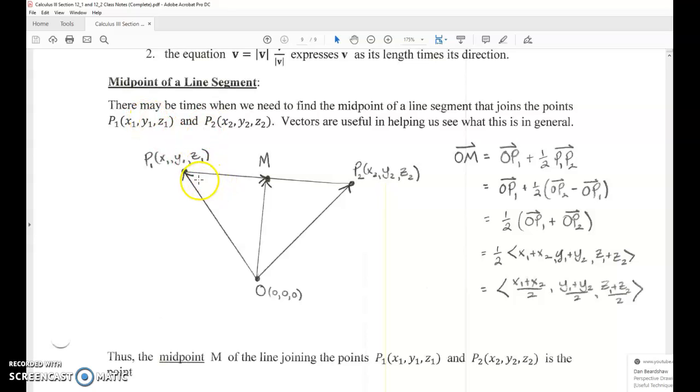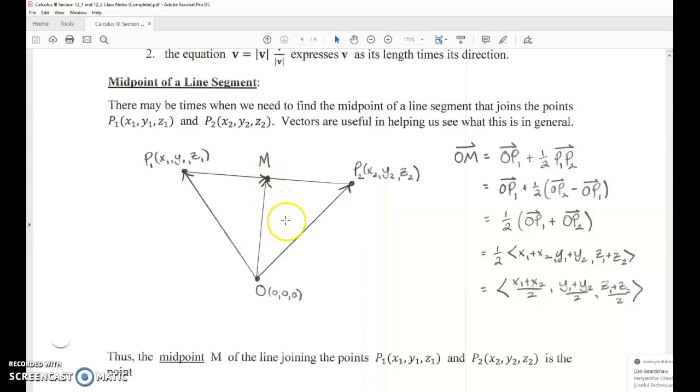So if I want to know what's the midway point between the points P1 and P2, I want to find this M here. How do I find M? Well, basically I want to think about the vector OM, where O is the origin, so it sits at the origin. How does that work? From O to M is the same thing as going from O to P1, and then from P1 to P2, but not all the way, only halfway to the midpoint.